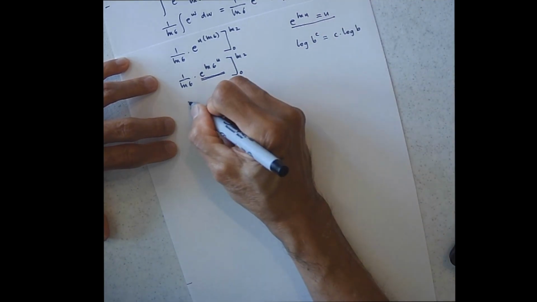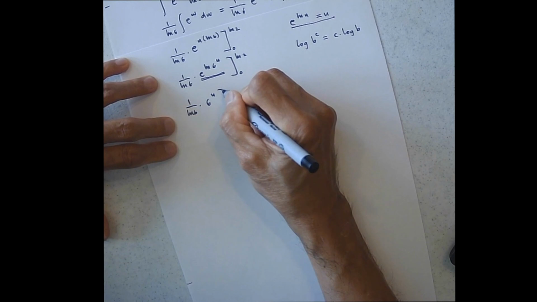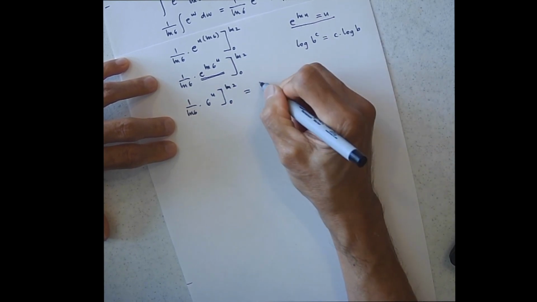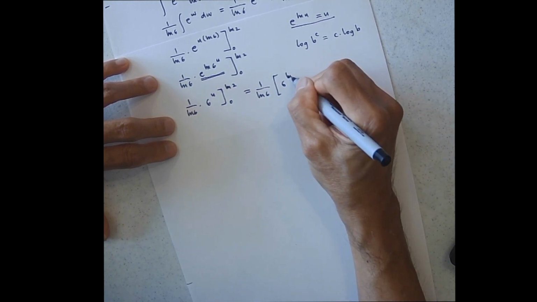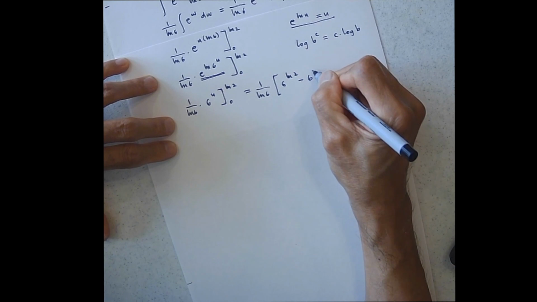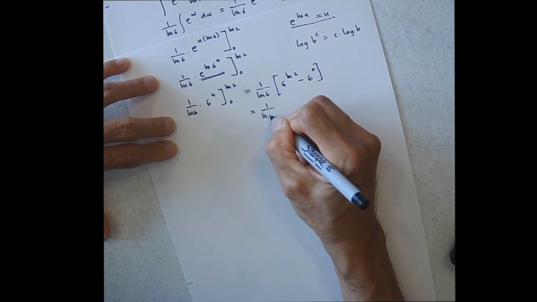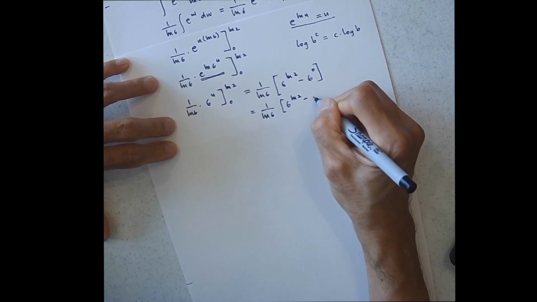Okay, so 1 over ln of 6 times 6 to the u, evaluated from 0 to ln of 2. And so we get 1 over ln of 6, 6 to the ln of 2 minus 6 to the 0th, and we're done. We will simply rewrite that as 6 to the ln of 2 minus 1.